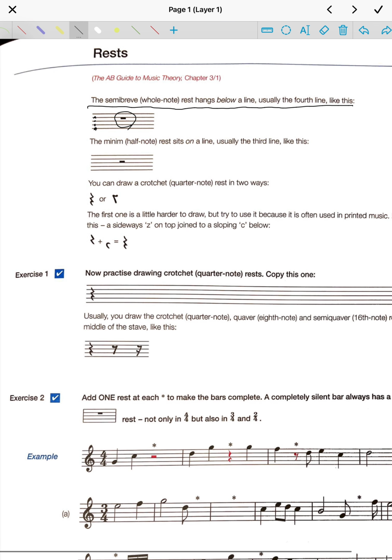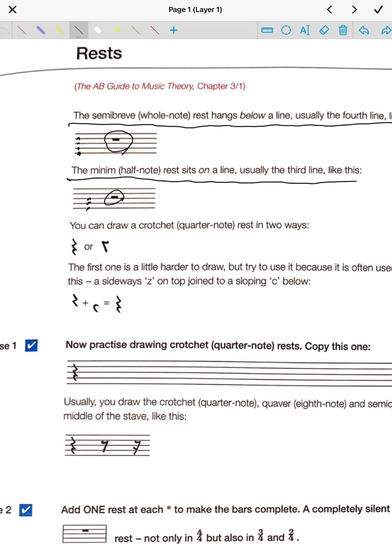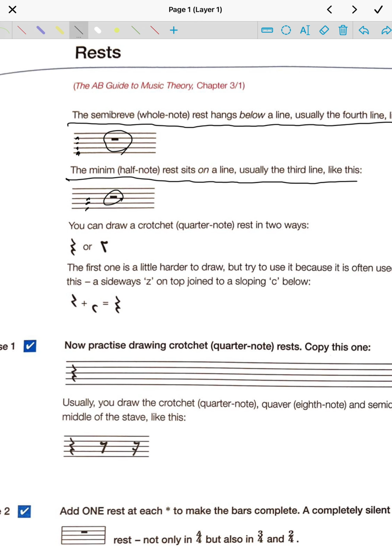The minim (half note) rest sits on a line, usually the third, like this. So this rest is on the third line. 1, 2, 3, on the third line. So if you see the difference there, it's very subtle. This is a minim or a two beat rest, and this one is a semibreve or a 4-beat rest.